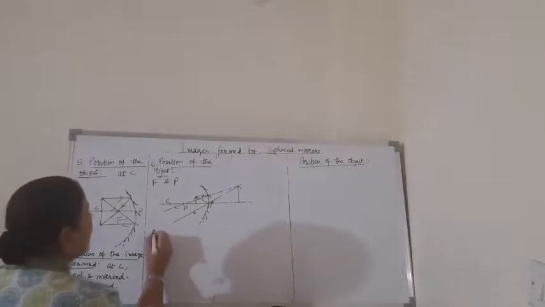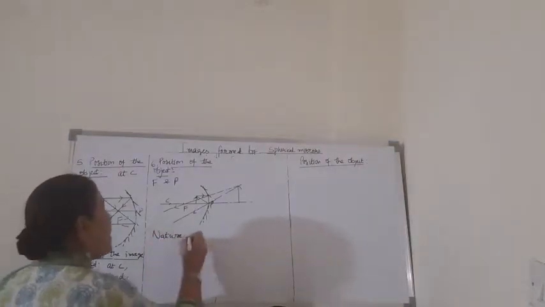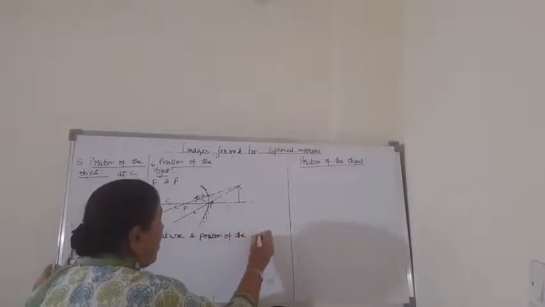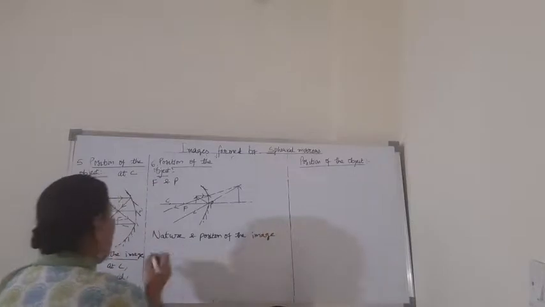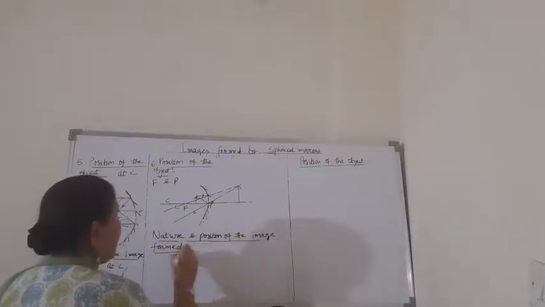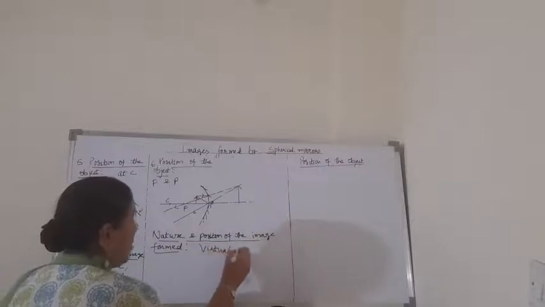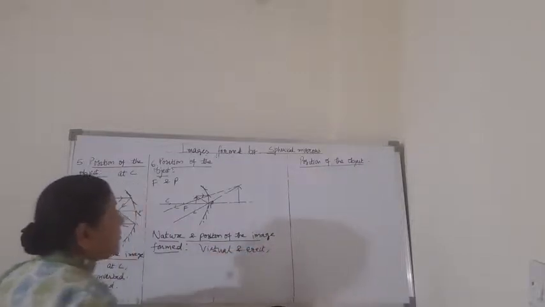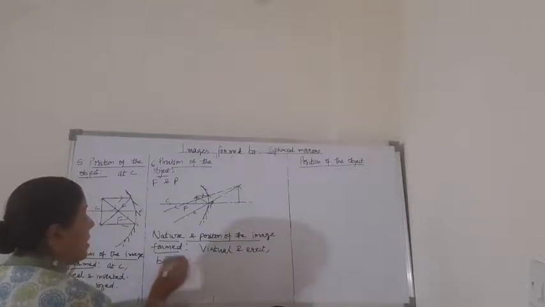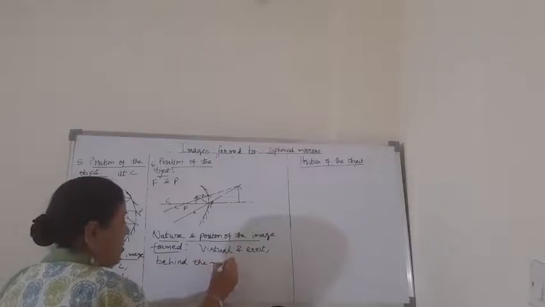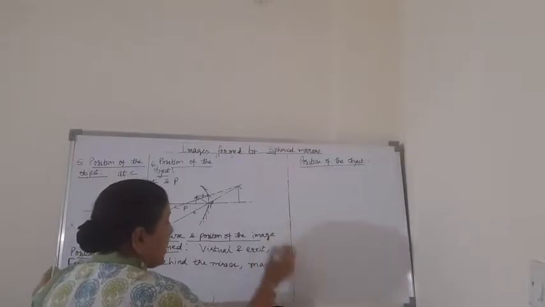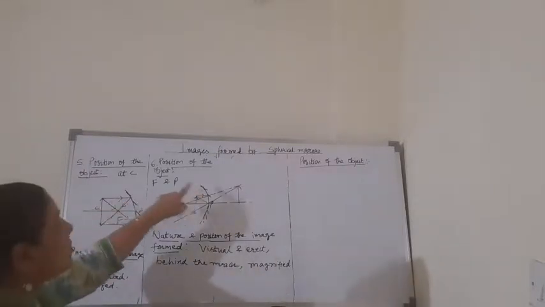So, what will be the nature and position of the image formed? Nature, virtual and erect. And what will be the position? Behind the mirror, and magnified, bigger in size.